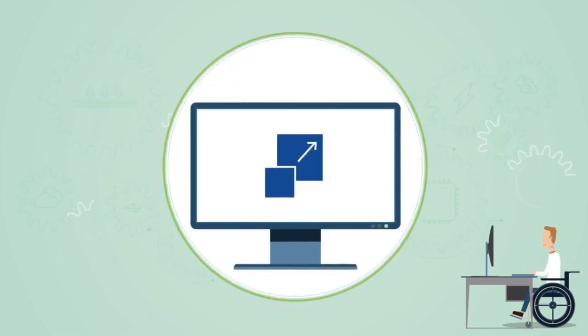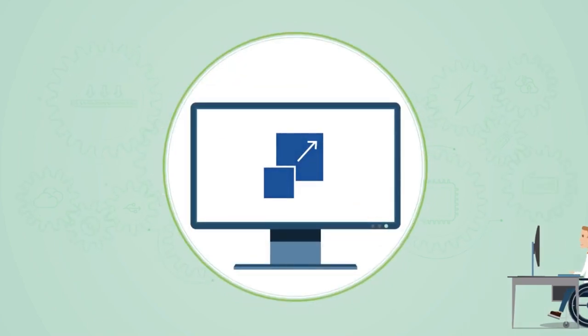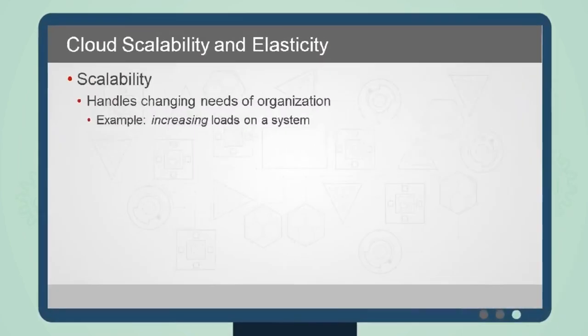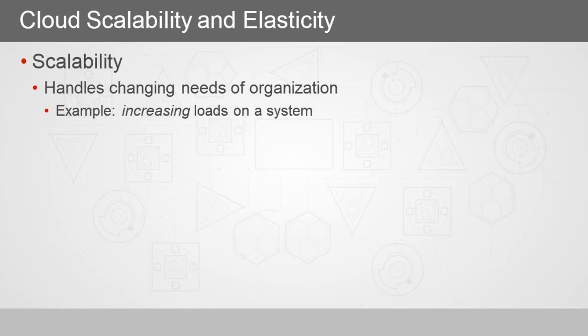Scalability and elasticity are characteristics of cloud computing. Scalability handles the changing needs of an organization. As an example, imagine that we've got a custom application, whether it's public-facing or an internal corporate line of business app. It doesn't make a difference, but performance is suffering. We've got more and more usage of this app, and the performance is no longer acceptable. So what we could do is increase the performance of that application by scaling.